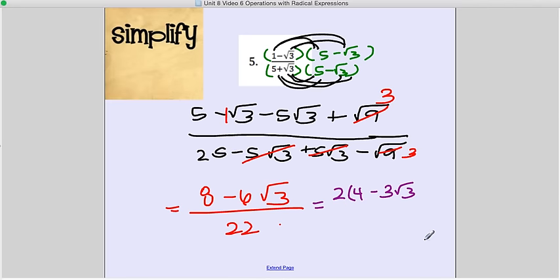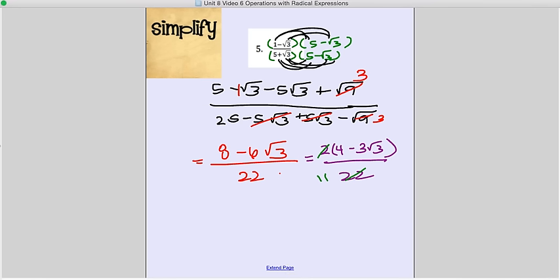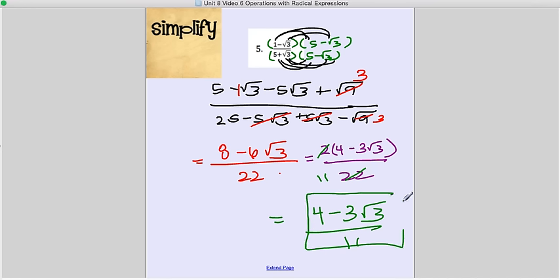3 square root of 3 all over 22. 2 and 22 divide, so I have 4 minus 3 square root of 3 all over 11. And that is my final answer for number 5, because it cannot be simplified any further.